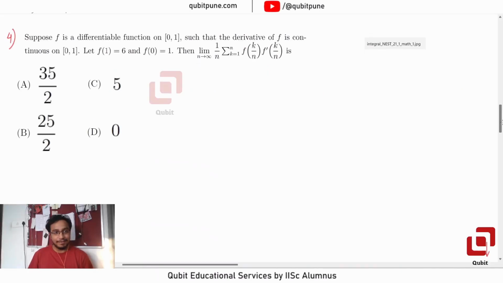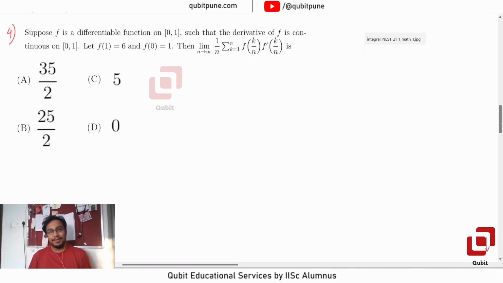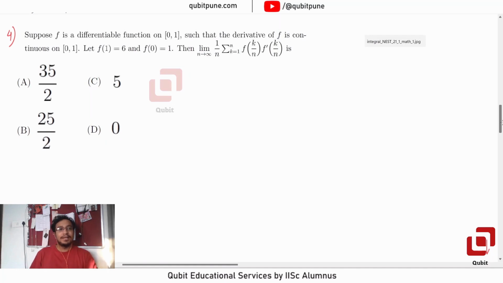This is one of my favorite questions from NEST 21 Shift 1, question 1. Suppose f is a differentiable function on the closed interval 0 to 1 such that the derivative of f is continuous on the closed interval [a, b]. Let f(1) be 6 and f(0) be 1. Then the limit as n tends to infinity of 1 upon n, summation k goes from 1 to n, f(k/n) into f'(k/n) is: 35/2, 25/2, 5, and 0.